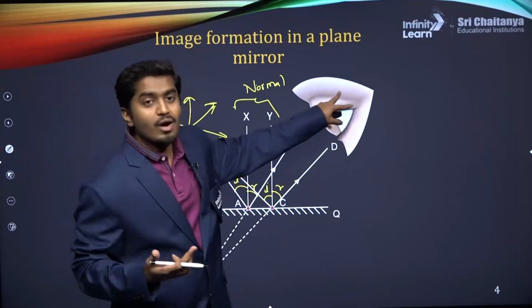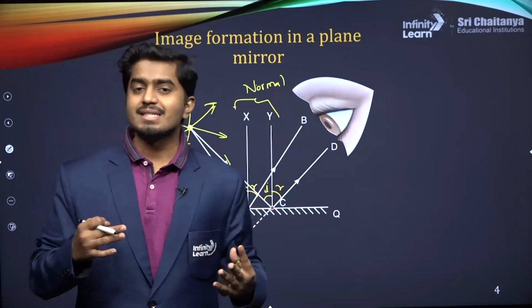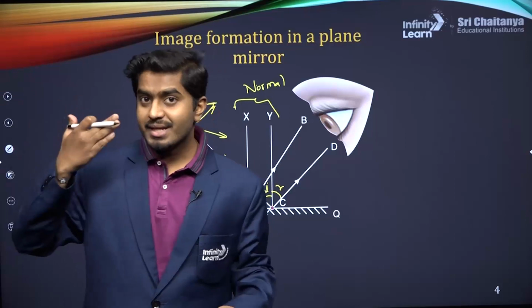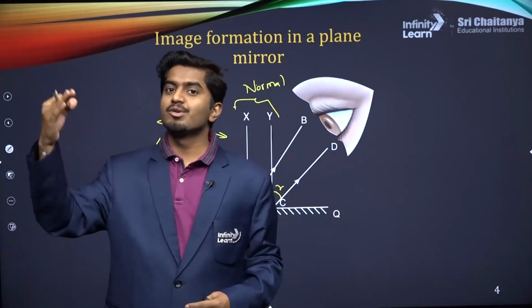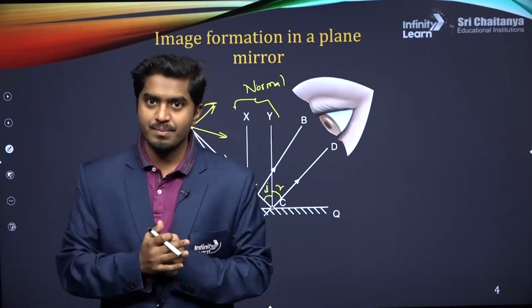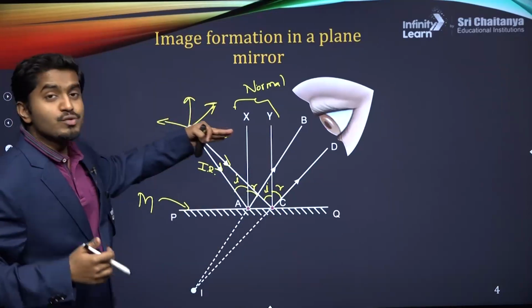So they will reach your eye. They will reach our eyes. So we are able to see some rays coming towards me. So I should be able to see the object, the image, right? So where am I going to see the image?